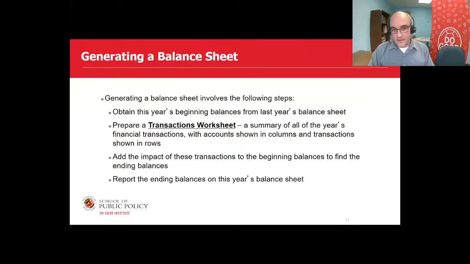To get the balance sheet entries for the current year, the year's end, we just total up the impact of the transactions that are entered in there, add them to the beginning balances for each account, and report the ending balances on the right side of the balance sheet for the current year.